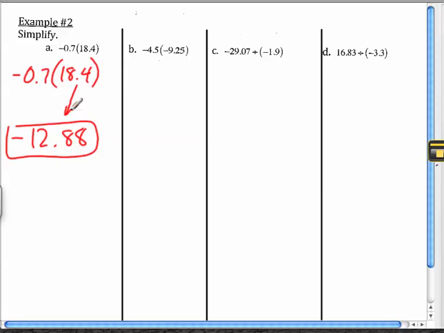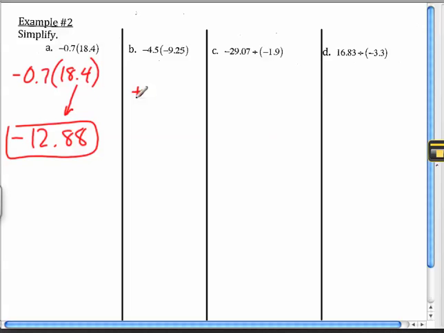Okay, let's see. Teddy, I am multiplying a negative times a negative. What's the sign of my answer going to be? It's going to be positive. Good. Okay, and then I just take the numbers and multiply. So let's do that right now. I'm going to type in 4.5 times 9.25. Hey, Mr. C, why didn't you type in the negative? Because I already know what the sign of the answer is going to be. I'm just multiplying their absolute value, right?